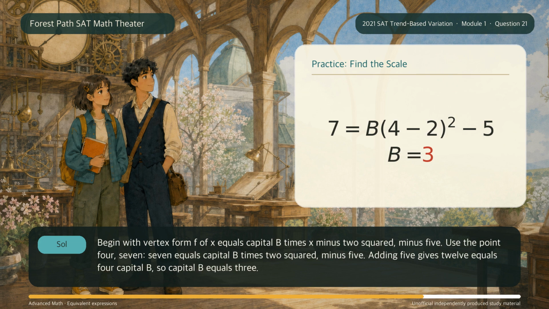Begin with vertex form f of x equals capital B times x minus 2 squared minus 5. Use the point 4, 7. 7 equals capital B times 2 squared minus 5. Adding 5 gives 12 equals 4 capital B, so capital B equals 3.